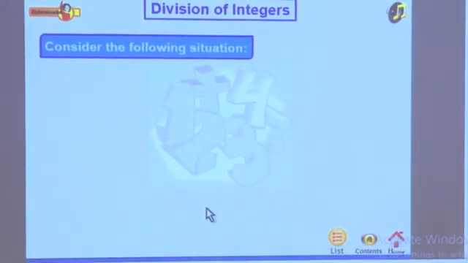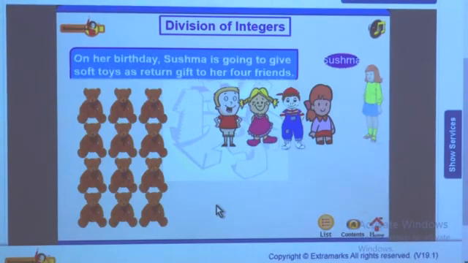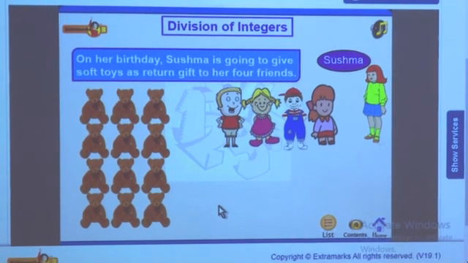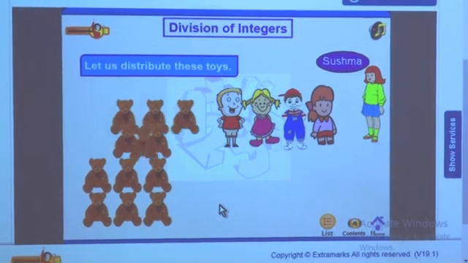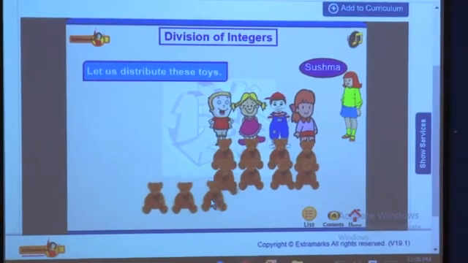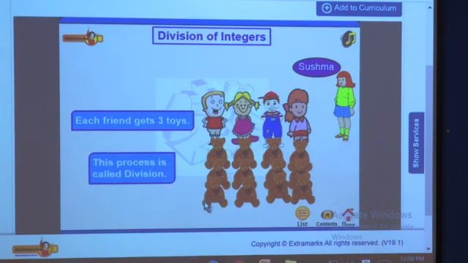Division of integers. For this, consider the following situation. Sushma is planning to give soft toys as a return gift to her 4 friends on her birthday. She has 12 toys. Let us distribute these toys equally. We see that each friend gets 3 toys. This process is called division. Thus we say that 12 divided by 4 is equal to 3.